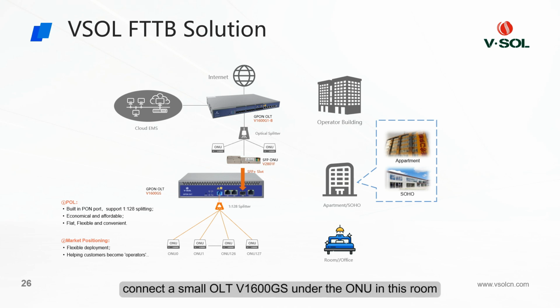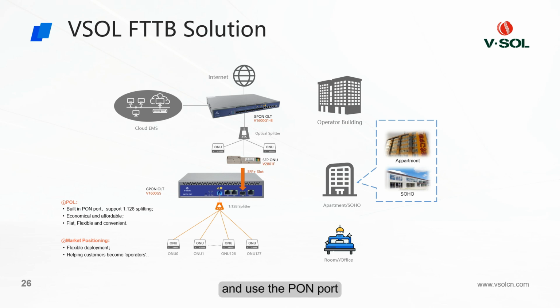Connect a small OLT1600GS under the ONU in this room, and use the PON port under this V1600GS to provide ONUs where the room needs them, so that the entire room's network can be covered. This allows for compatibility with different network requirements within the same building.